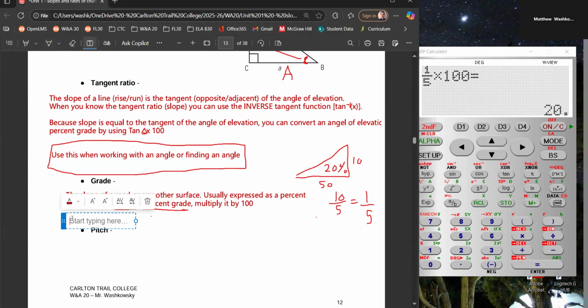Now the opposite's true as well: to convert a percent grade into a slope. So let's say I give you, hey, this is a 20% grade. Find the slope out of it. I just have to take my rise over run, my slope, and times it by 100. That's what it is.